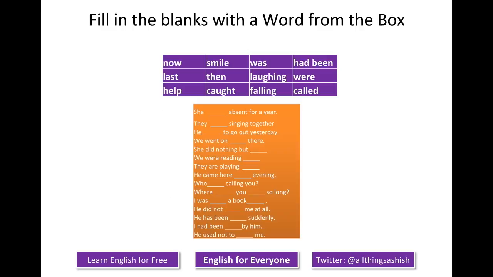Okay, so now ready to fill in the blanks with a word from the box that you can see right there on the slide. So I want you to take a minute here, pause the video, and fill in the blanks with the correct word from the box above.